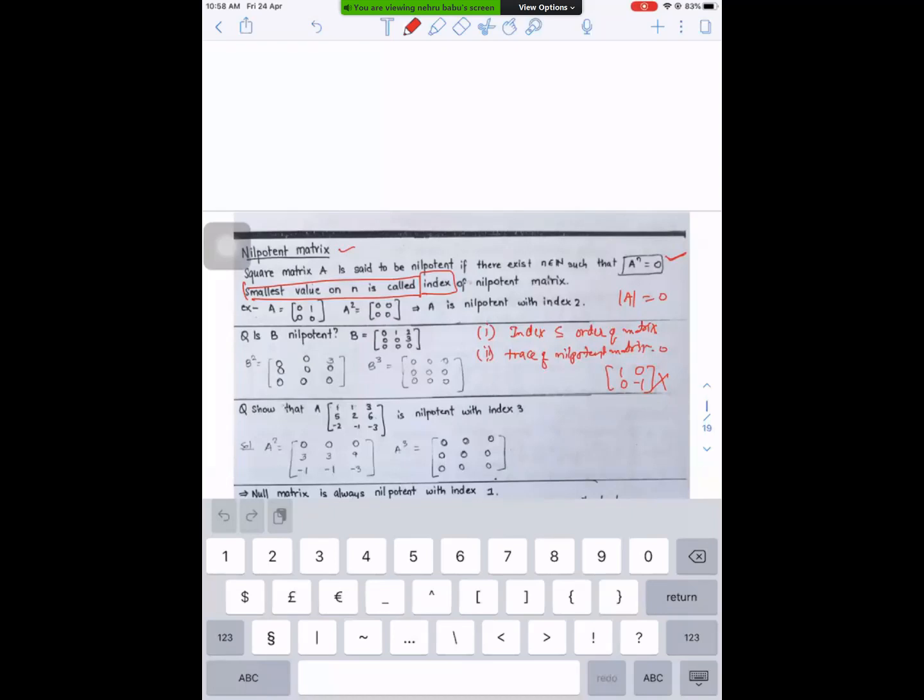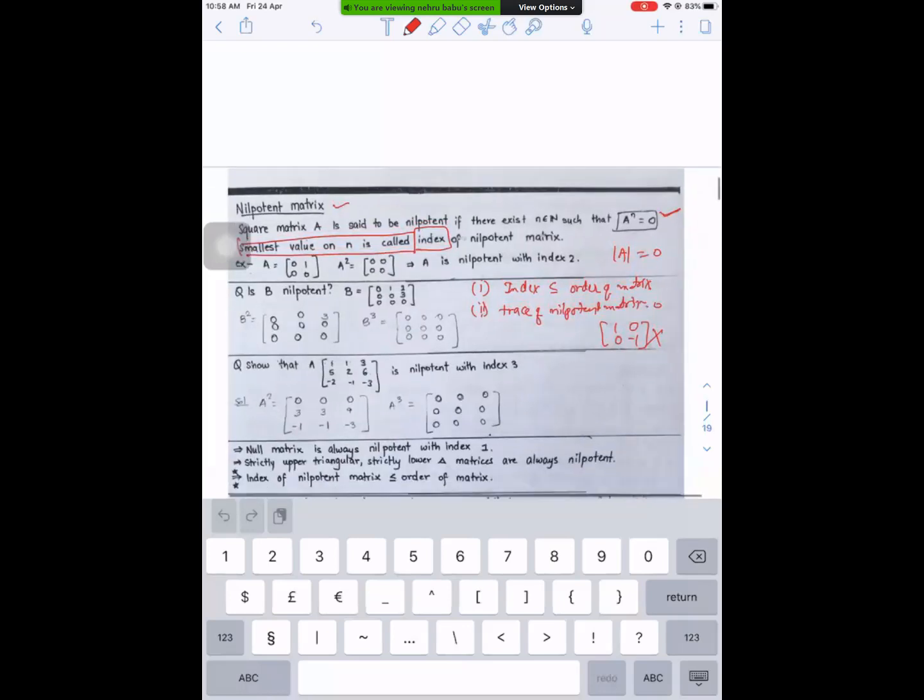Sir, if you take the equations, then trace and determinant are also coefficients of the characteristic equation. For the characteristic equation, we can say that two coefficients are there. Yeah, correct. Next I will explain that part. Even in notes it's there. Next that is coming. So trace of nilpotent matrix is 0 and index is this.